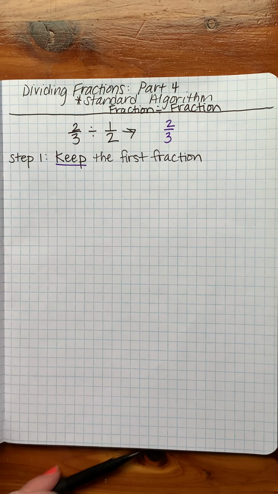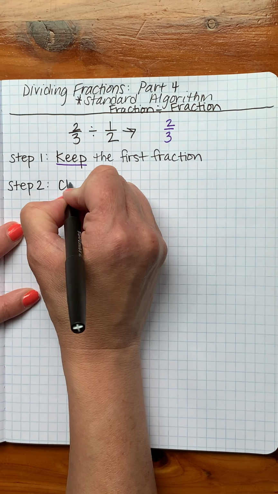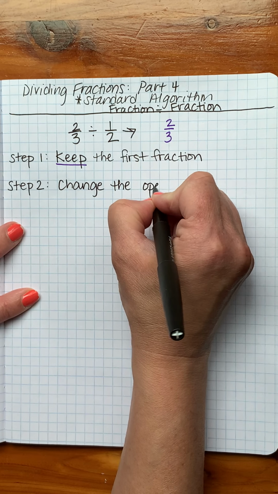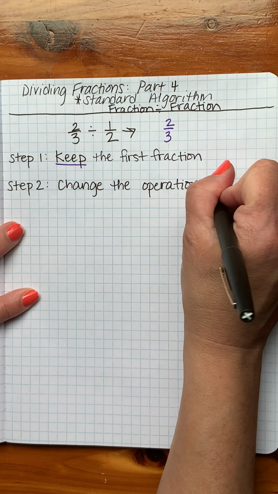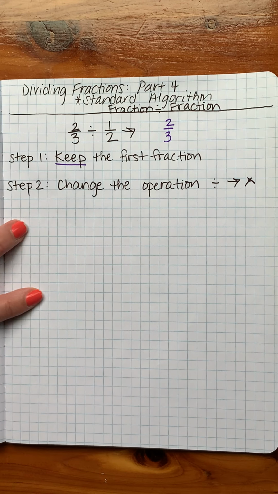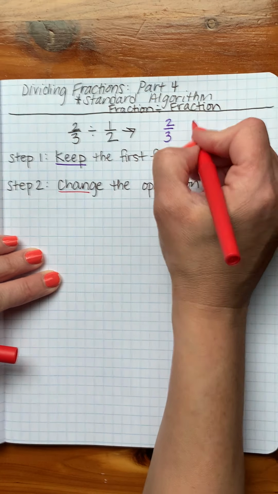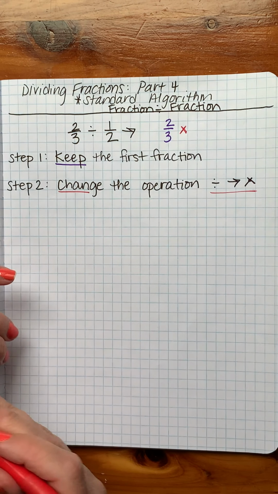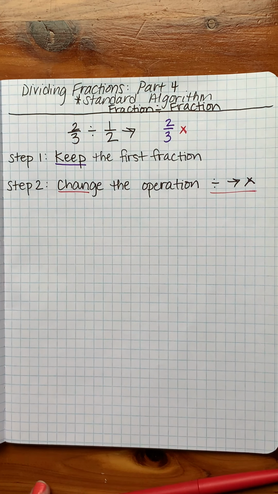Then, step 2. Change the operation, and I'm going to say division to multiplication. And I'm going to put that in a different color. Change from division to multiplication, so I'm going to make that multiplication. So I'm just changing the operation from division to multiplication.